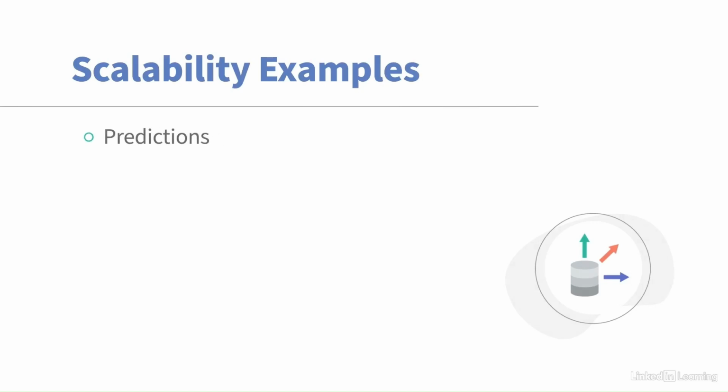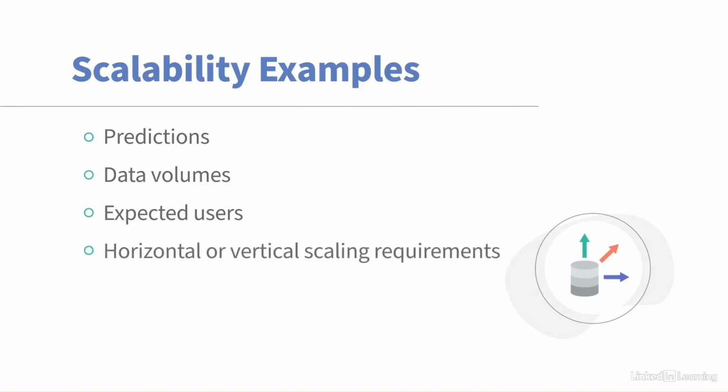Like, let's set up our KPIs. How is this going to behave in 6 months' time? How is this going to behave in 12 months' time? What are the predictions for the data volume, the data that comes in, or the expected users that are going to work on the systems? Because that influences the scaling.